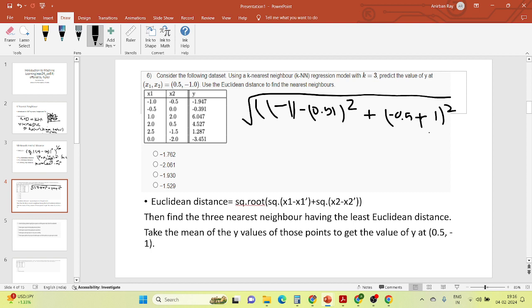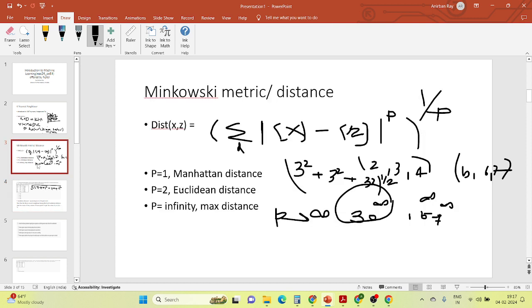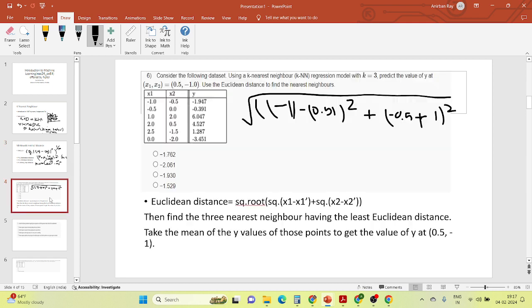Can you try now? Sir, why can't we use the Manhattan distance to calculate in such questions? You can use any, actually. What I have explained here is that these three are the most common ones. You can use any p value: p 0.5, p 1.5, p 1.67, anything would work. But here it is written that you need to use that.